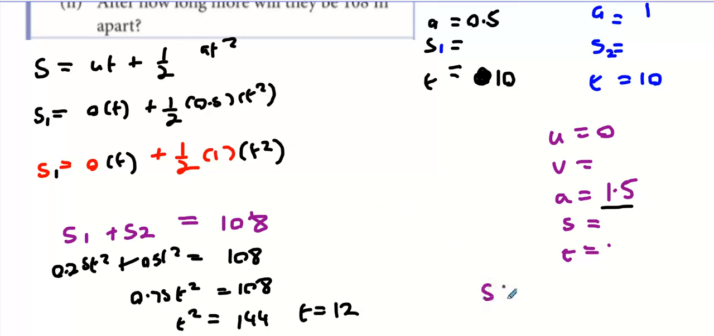And had you done the direct methods, you would have got the same thing. You would have got S equals ut, which is 0 times t, plus a half 1.5 t squared, and you'd still get your 0.75 that way. Okay, all good? Right, move on.